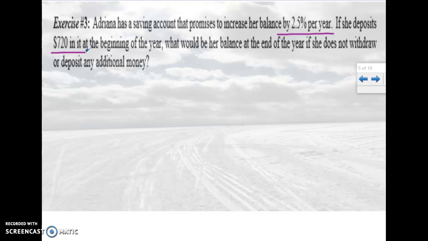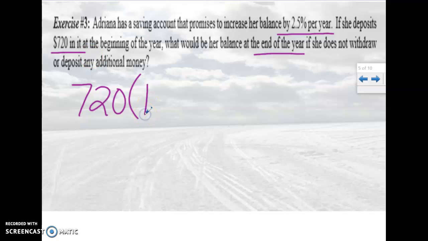What would the balance be at the end of the year if she does not withdraw any money? That's the key. She doesn't take any money out, and doesn't put any additional money in. Well, her original amount is $720. She wants to increase this. This is going to add to her bank account.